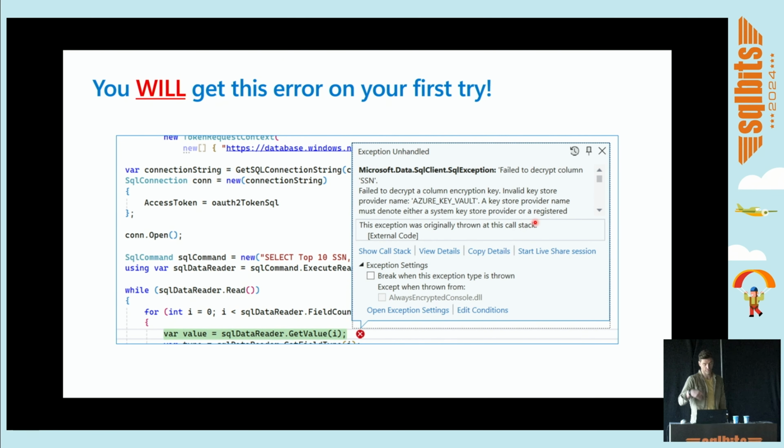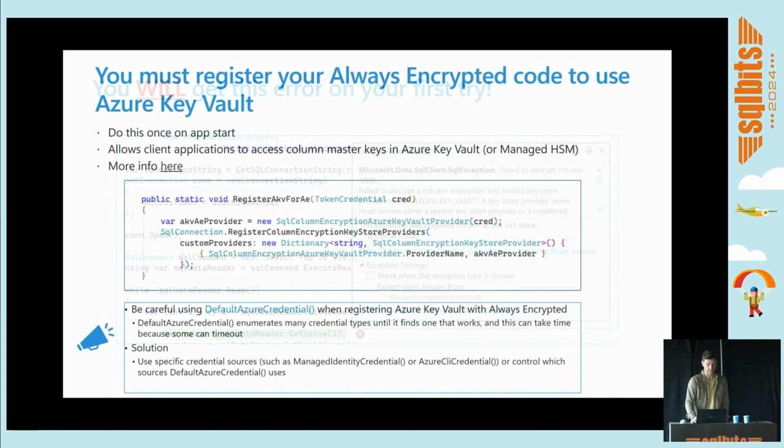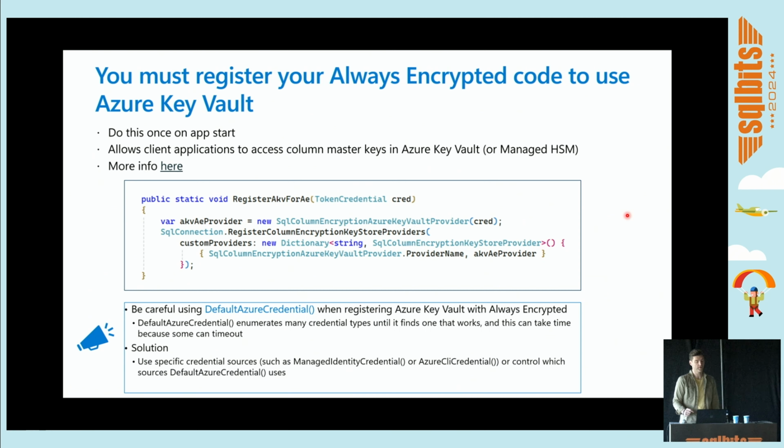Secondly, when you run your application again, you will hit that error message that you need to register, or that your application cannot find that key vault. So you need to do this on startup, and it allows you, the client application, to access the column master keys in the key vault, right? So you can do this by using the default Azure credential to register the key vault with Always Encrypted.